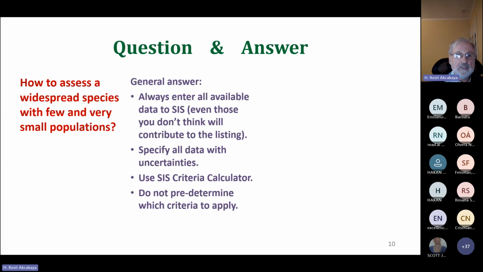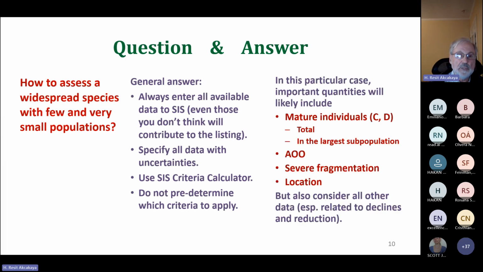Now, in this particular case, a widespread species with few and small populations, the important quantities will likely include the number of mature individuals, both total for the whole species, but also in the larger subpopulation. In addition, because the populations are few and very small, area of occupancy, severe fragmentation, and number of locations may be important. But as I said, I would advise you to consider all other data, especially related to declines and reductions, which is an important topic, which will be my next topic.